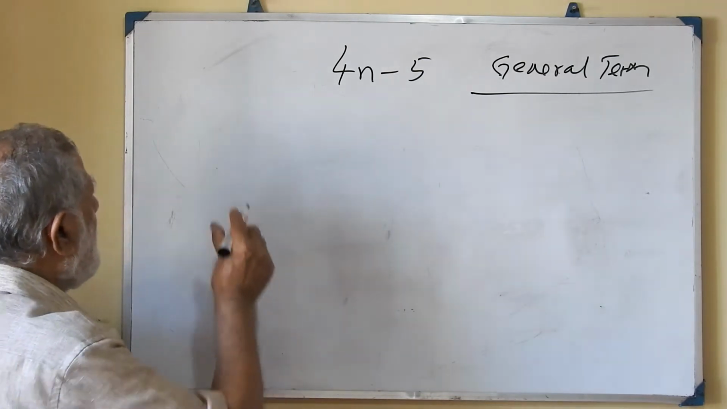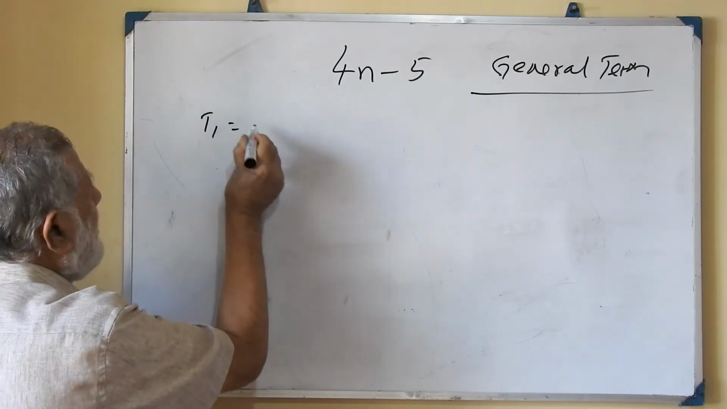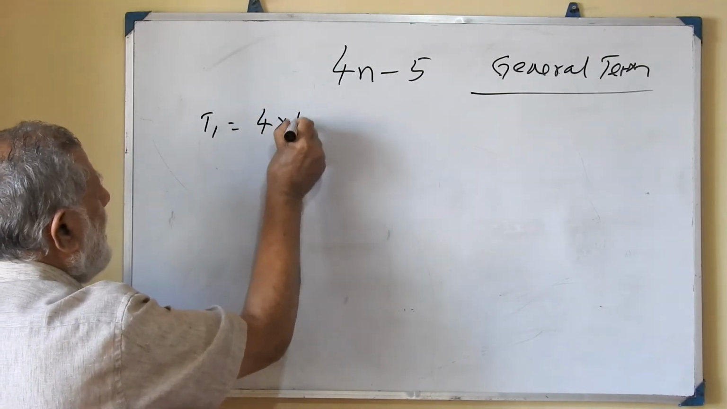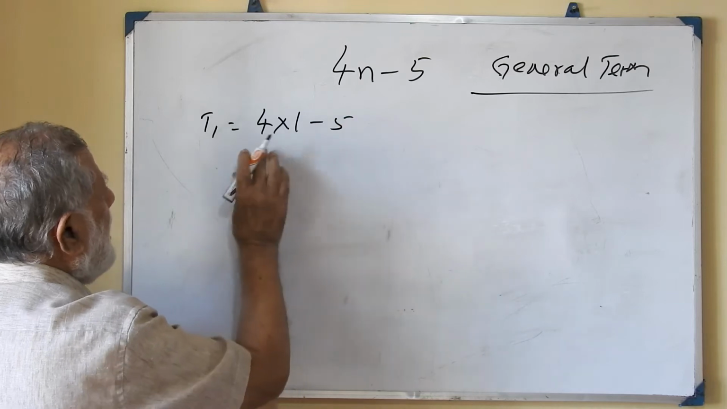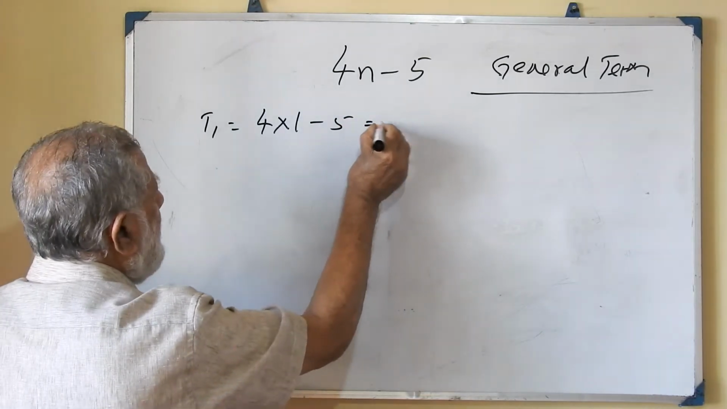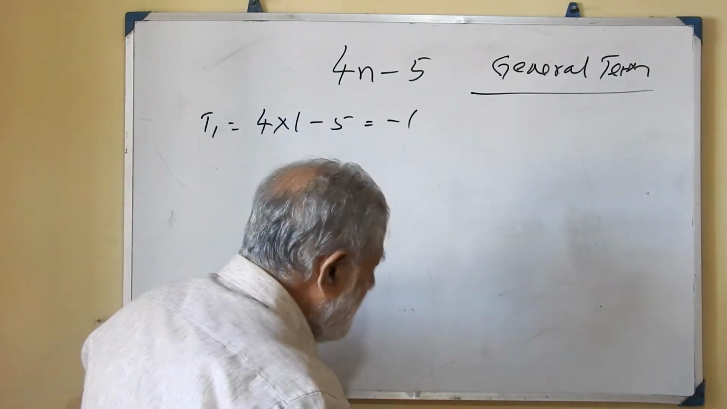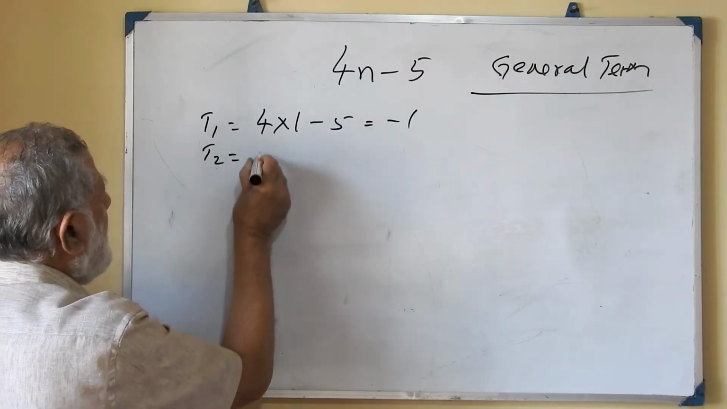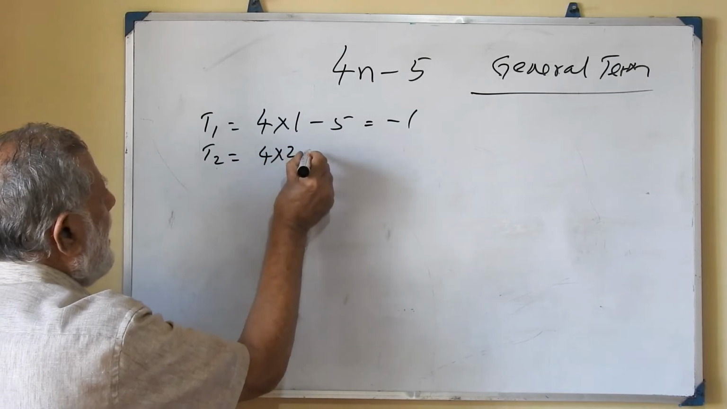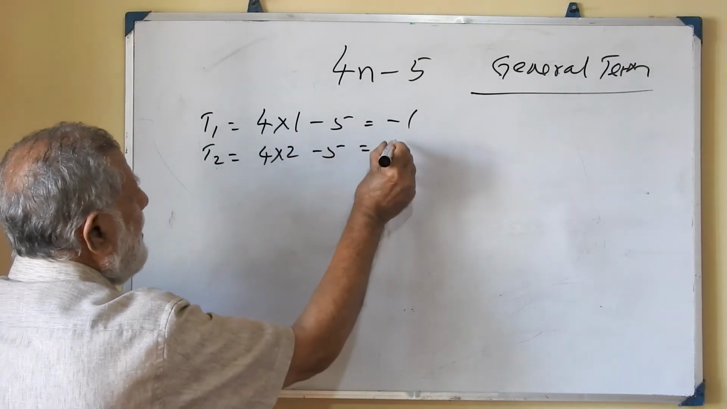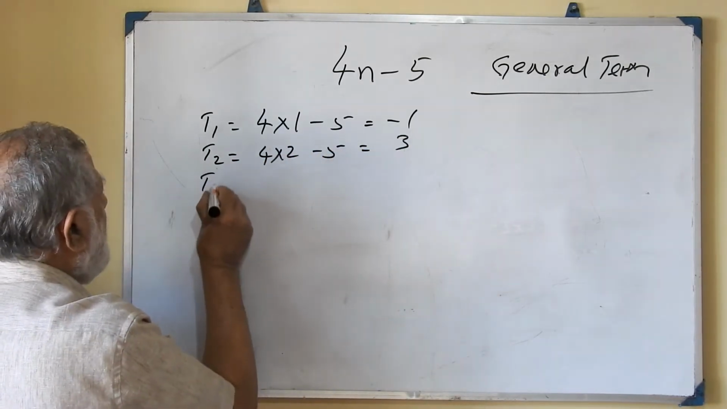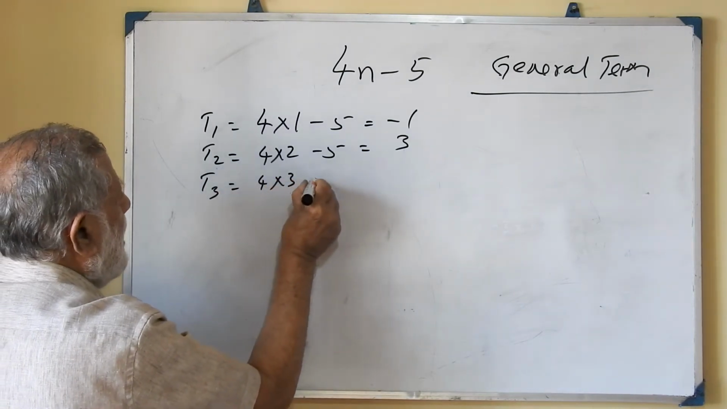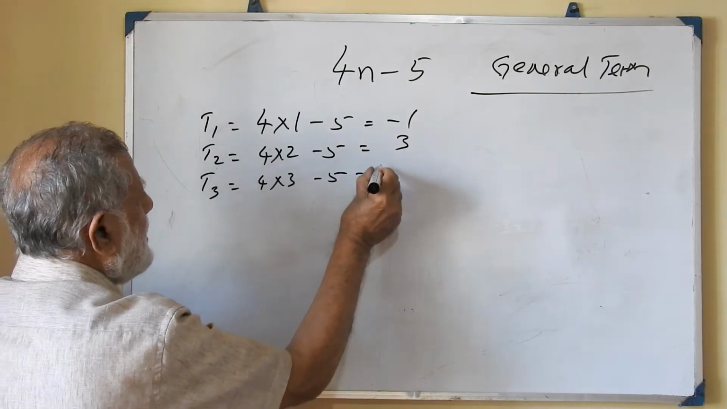So for the first term, we substitute 1 for n. 4 into 1 minus 5. 4 into 1 is 4, minus 5 is minus 1. So the first term is minus 1. The second term is 4 into 2 minus 5. 8 minus 5 is 3. Term 3 is equal to 4 into 3, 12. 12 minus 5 is equal to 7.